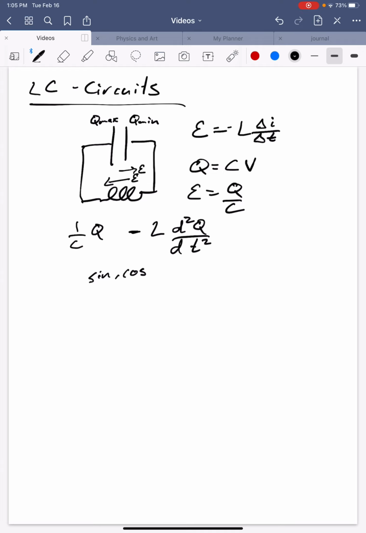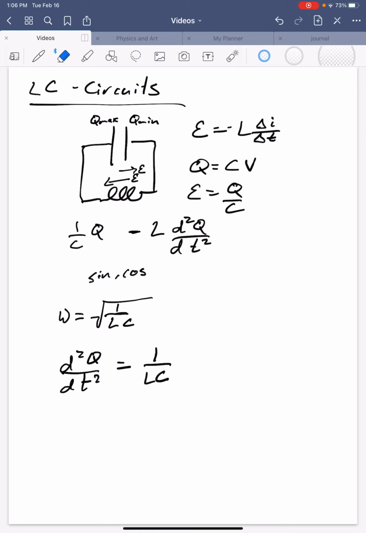And I can define an omega, which is a frequency, which is equal to the square root of 1 over LC. And if I take this a step farther, I end up getting something that looks like d squared q dt squared equals minus 1 over LC times q, where q is a function of t.